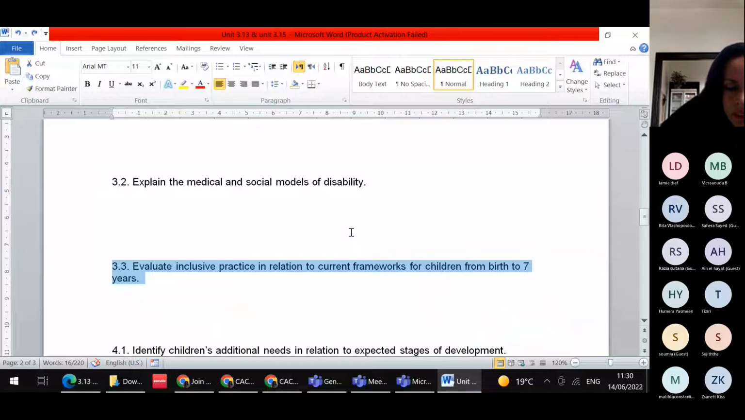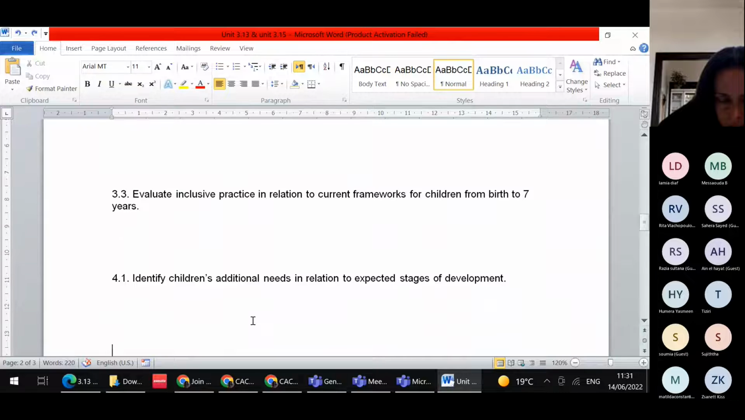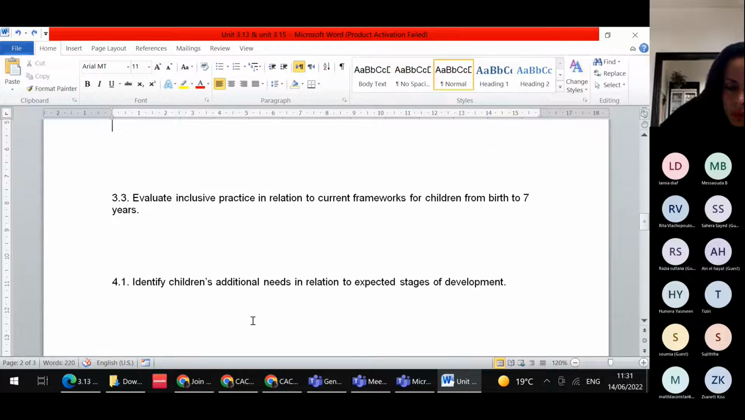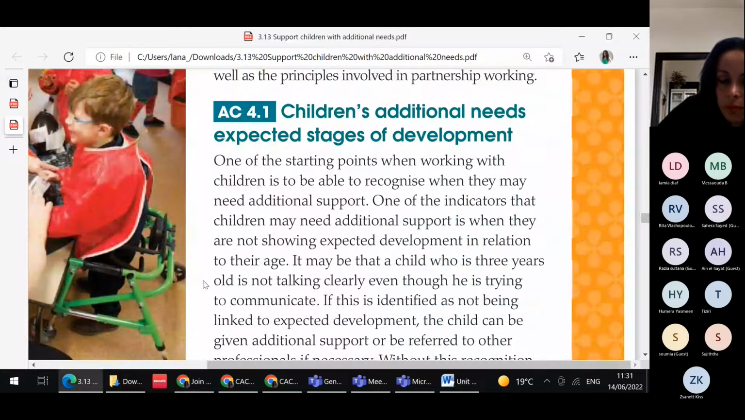Now, identify additional needs in relation to expected stages of development. So what are the children's additional needs in relation to their expected stage of development? Let me go to 4.1. What are the children's additional needs in relation to expected stages of development? Can you think about how to answer this question?